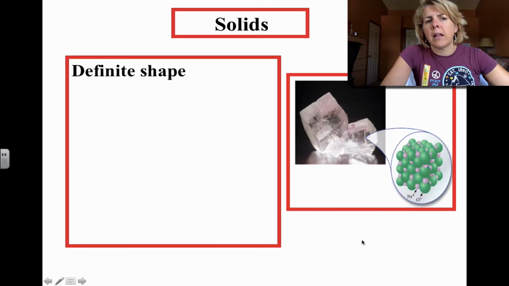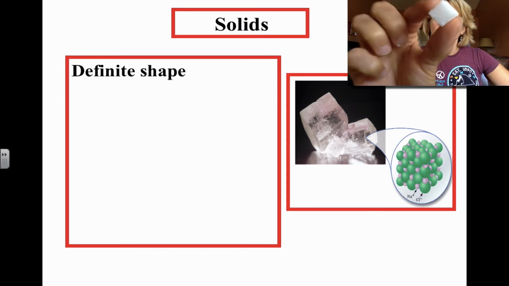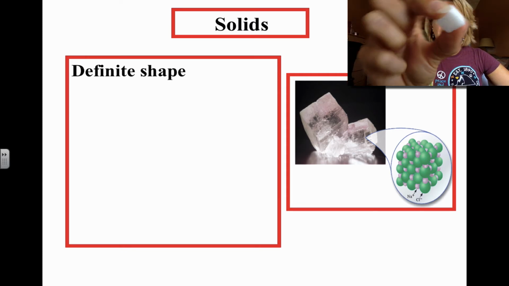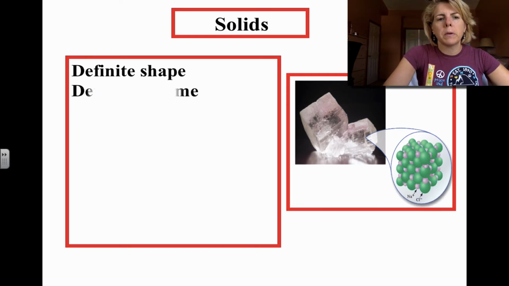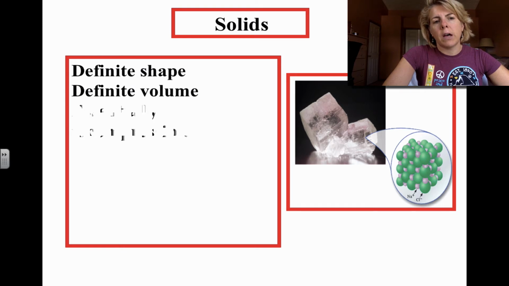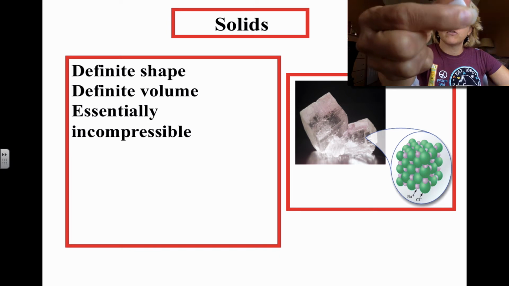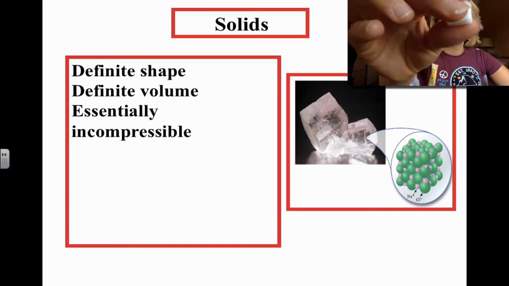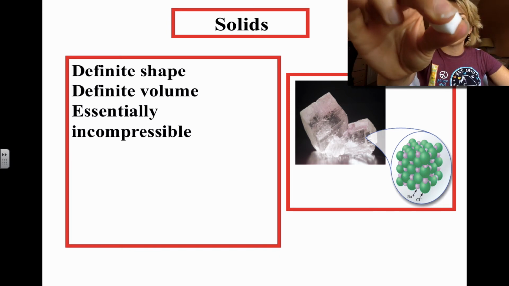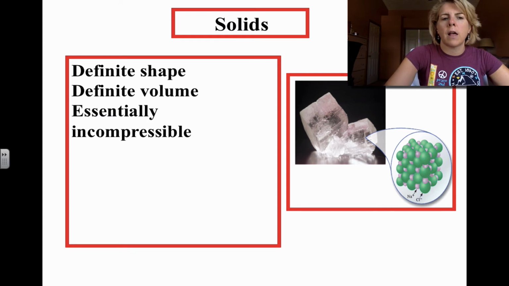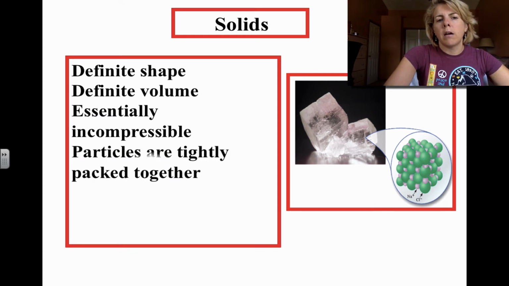Okay, here we go. Solids. Looking at a sugar cube, we have a solid which has a definite shape. It has a definite volume. It's not compressible, so I can try squeezing the sugar cube. It feels like it gives a little, but it's actually my fingers that are giving a little. It's not the actual solid that's giving. They are tightly packed together.